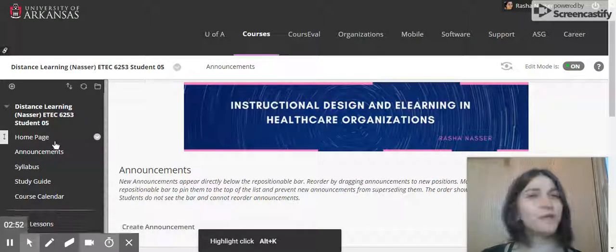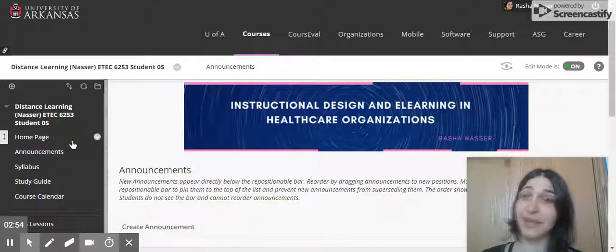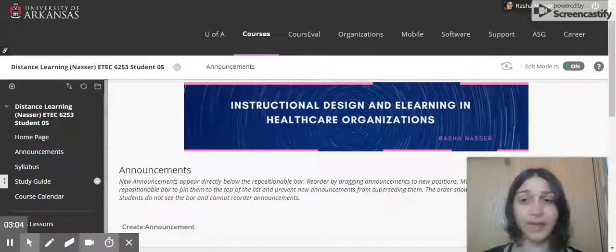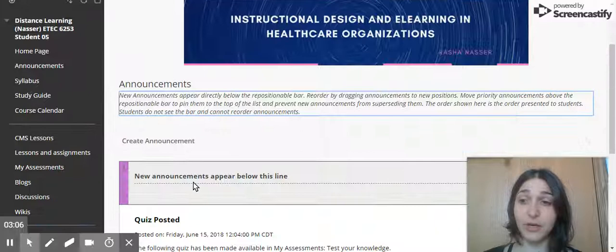So the lesson. I organized my course to look like this. I have the homepage. It's very similar to Dr. Meir's course because I like how it is set up. I go into the homepage, announcements, and then the syllabus. I also present a study guide in case you want to go through that, as well as the course calendar.